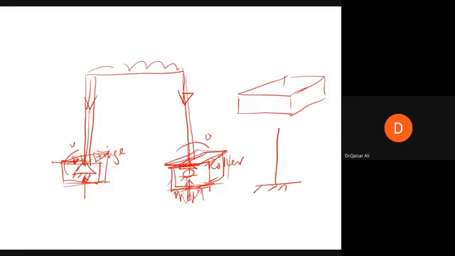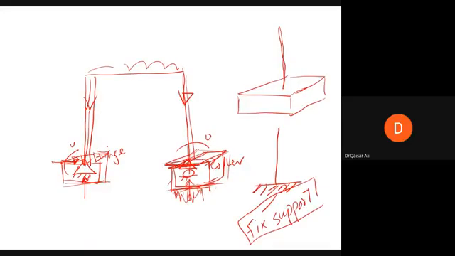So how can we do this? For example, in the beginning of your analysis, you assume that it is a fixed support, because at the beginning you do not know what kind of footing you will provide. Let's say you are assuming in the beginning that this is a fixed support. Then what are the requirements of a fixed support?